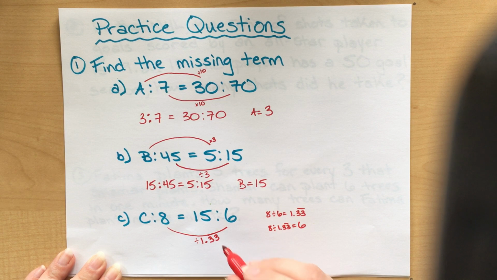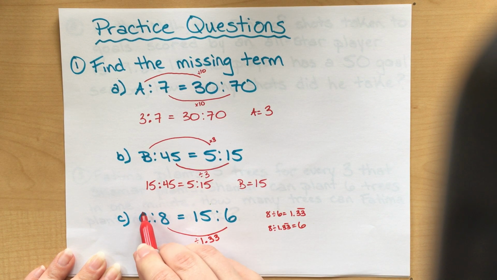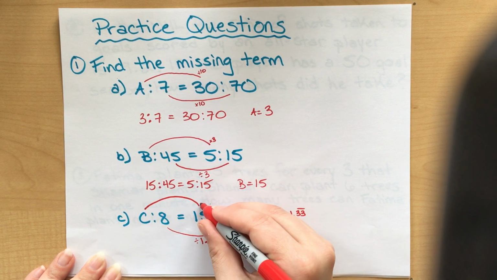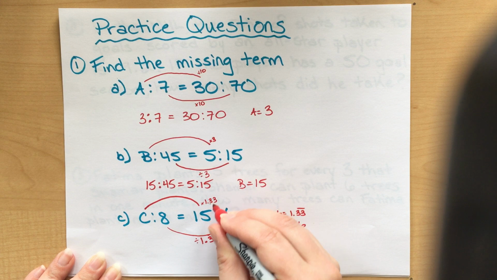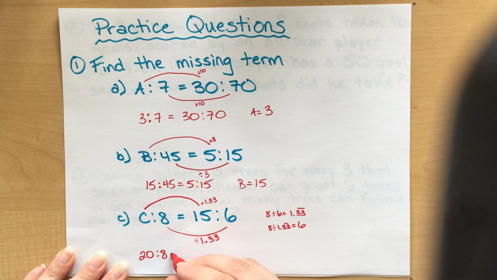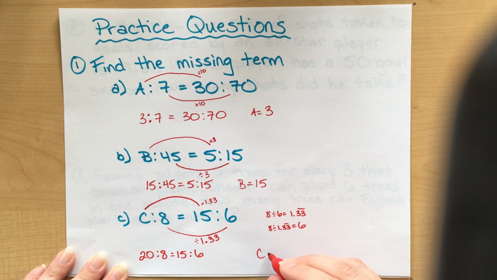Okay, so 1.33 repeated. That means the same thing is happening to the C to get to the answer of 15, but I want to know what the original one is, so I'm actually going to times it by that, because that will give me back to that original number, which I think is approximately 20. If you were to take as many digits as you could, you'd end up with 20 over 8 equals 15 to the 6. So to double check, 8 divided by 1.33 will give me 6, and 20 divided by 1.33 repeated will give me 15. So C is equal to 20.